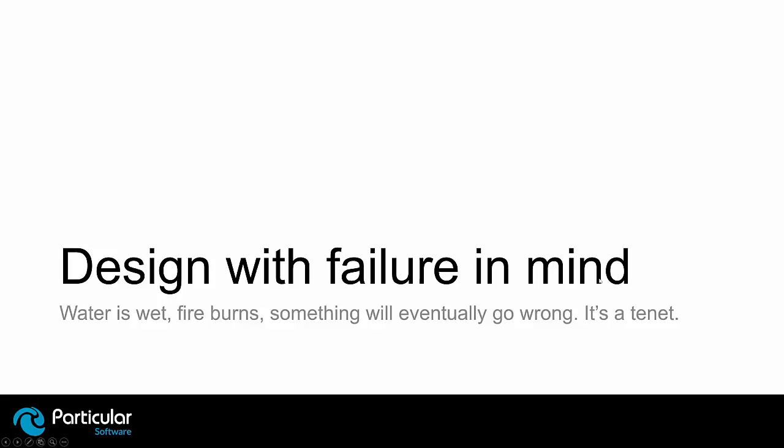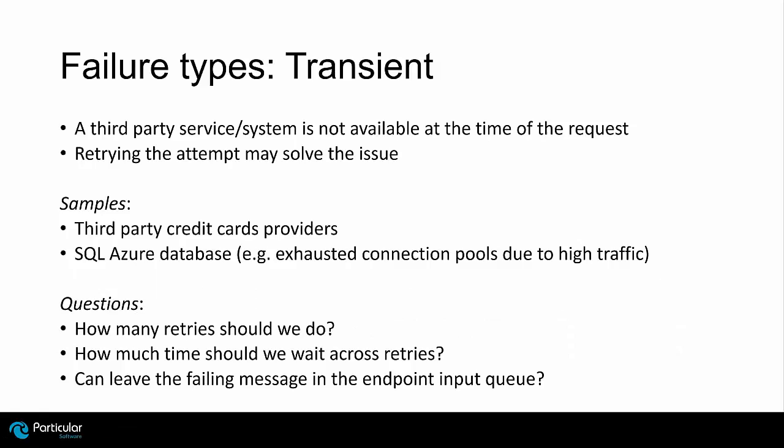I don't know. So let's talk about the different failure types. The first failure type is a transient failure. Elton showed us what transient failures are. A transient failure can be seen as a small glitch in the matrix, to use the matrix analogy. For example, a third-party system is no longer available at the time of the request. Transient failures can usually be resolved by doing one or multiple retry attempts. Examples include third-party credit card providers which are no longer available at the time of the request, or SQL Azure database connections, for example, when the connection pool is exhausted due to high traffic.